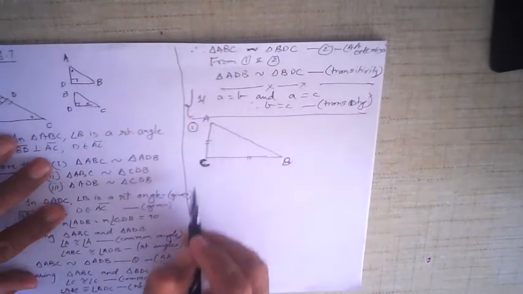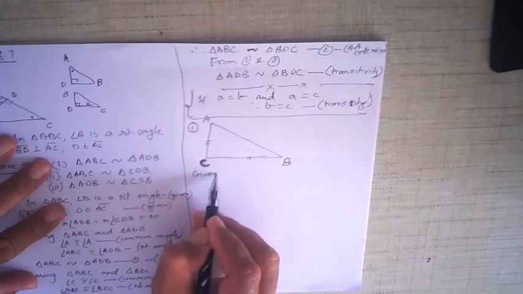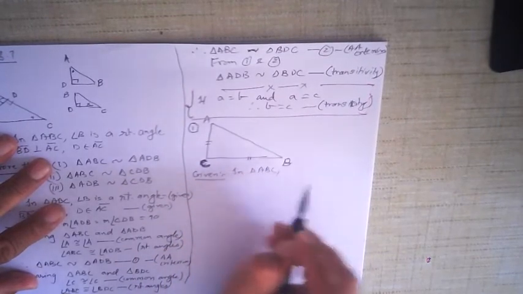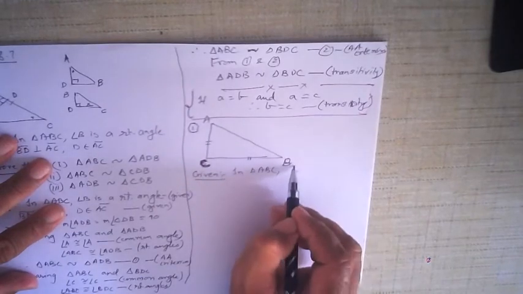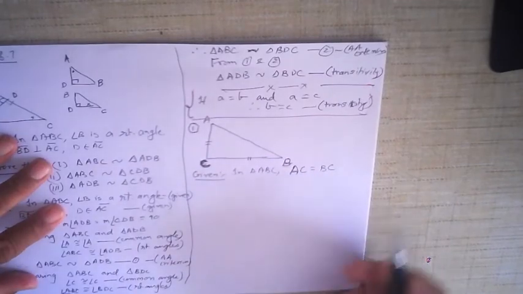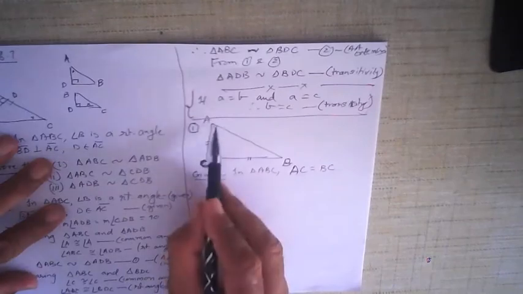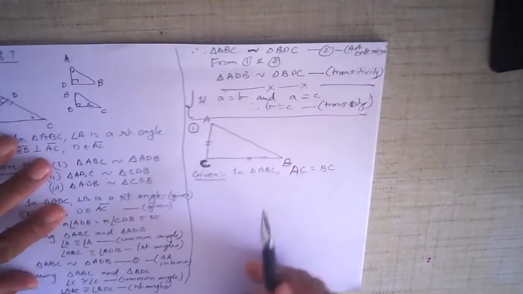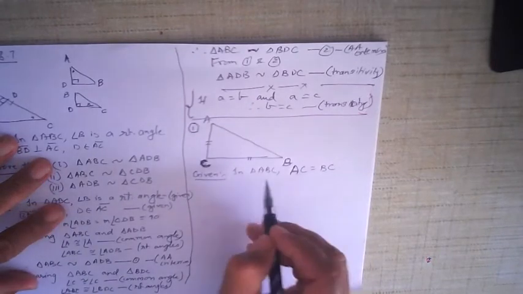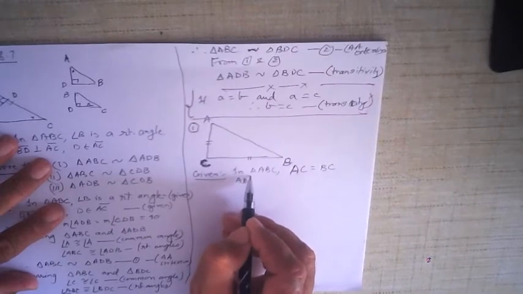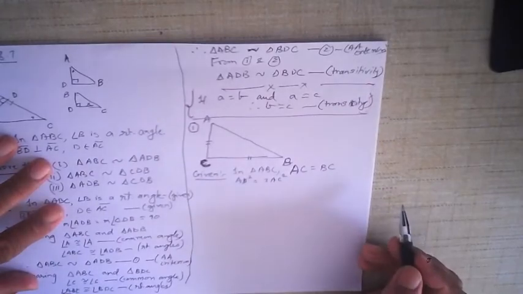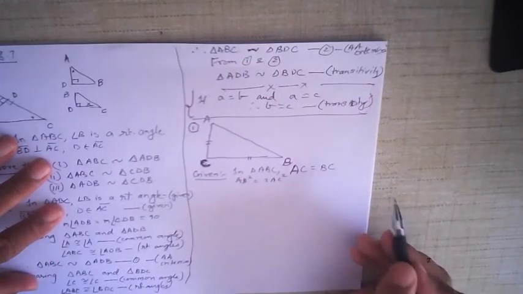That means, what are we given? Given, in triangle ABC, side AC is equal to side BC. That is what we are given. In triangle ABC, AC is equal to BC. That means the triangle is an isosceles triangle. And we are also given that AB square is equal to 2 times AC square. This is also given to us. AC is equal to BC and AB square is equal to twice AC square.